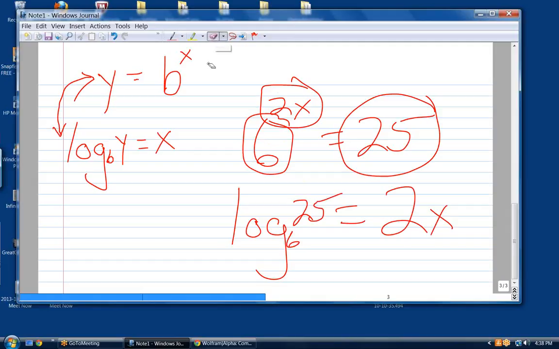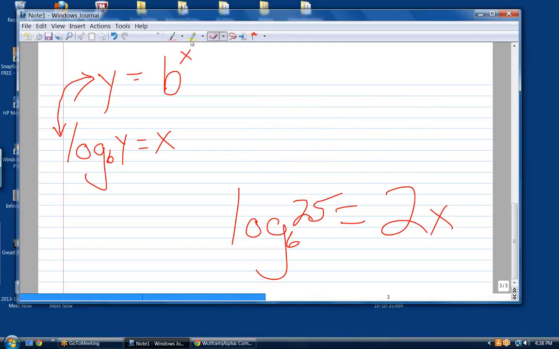All right. So next one, write a equals 3 in exponential form.